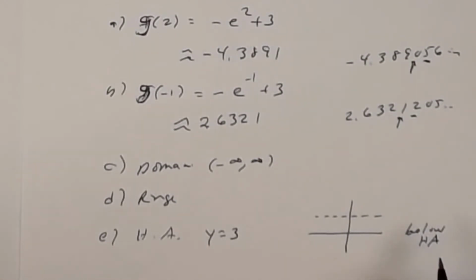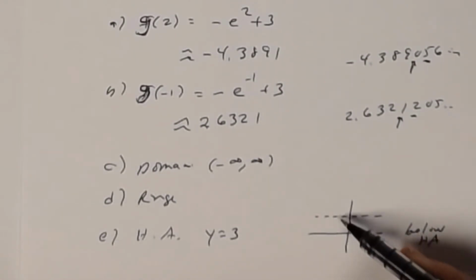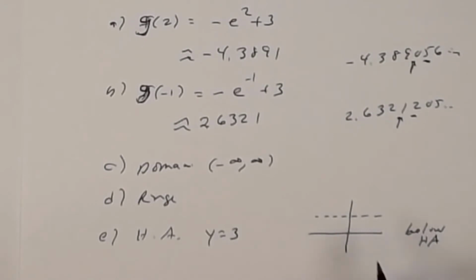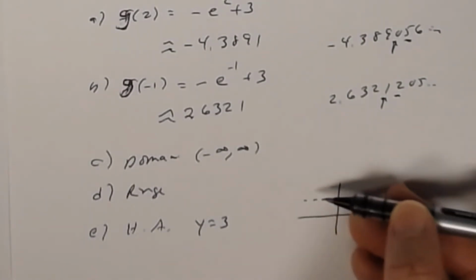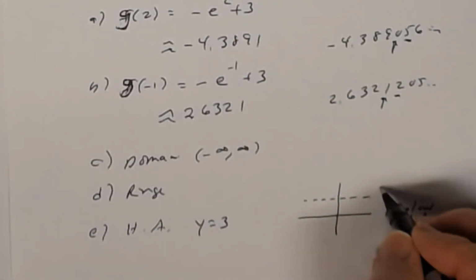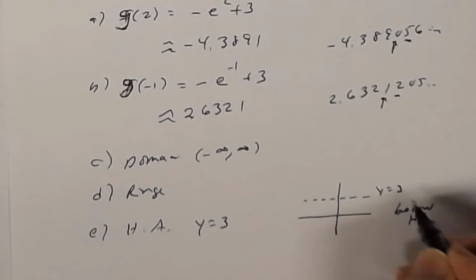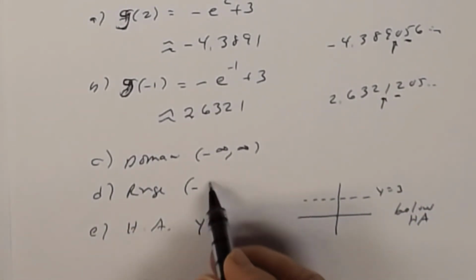Now here's what you've got to think of. I know the graph is below, right? So I know the graph's either going to be increasing or decreasing. We're going to talk about that in a little while. But regardless of whether it increases or decreases, the range is going to be from negative infinity all the way to this horizontal asymptote. And remember, the horizontal asymptote is y equals 3. And so I'm going to say negative infinity to 3.